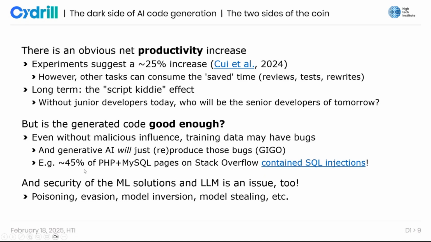Just as an extreme example, at some point, a little bit less than half of all questions related to PHP and MySQL on Stack Overflow contained an SQL injection vulnerability either in the question or in the answer. And consider if this is the data that was used to train Copilot or any other of these tools, how do we know that they will not reproduce the same bugs?